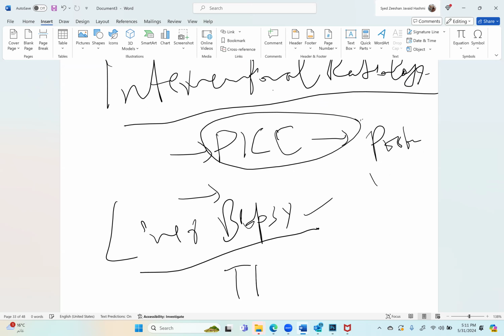Then another procedure which I have never done is the transjugular intrahepatic portosystemic shunt. Can someone correct me? TIPS procedure.